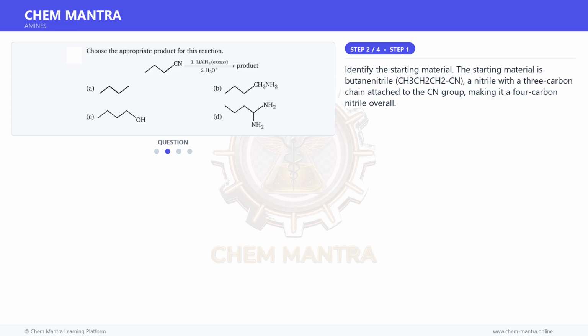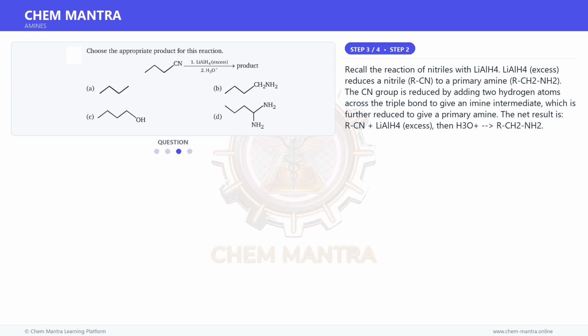Identify the starting material. The starting material is butanenitrile, CH3CH2CH2CN, a nitrile with a 3-carbon chain attached to the CN group, making it a 4-carbon nitrile overall. Moving on to the next step.